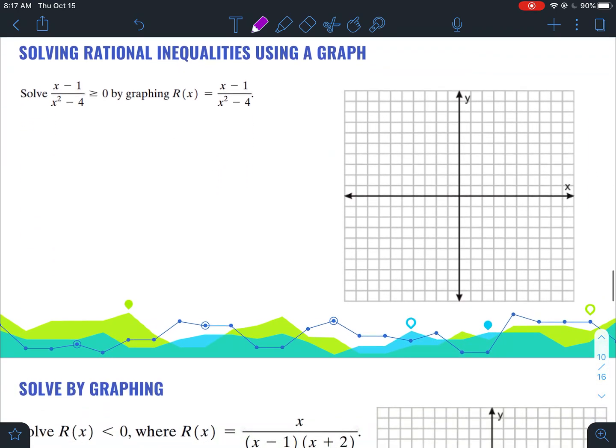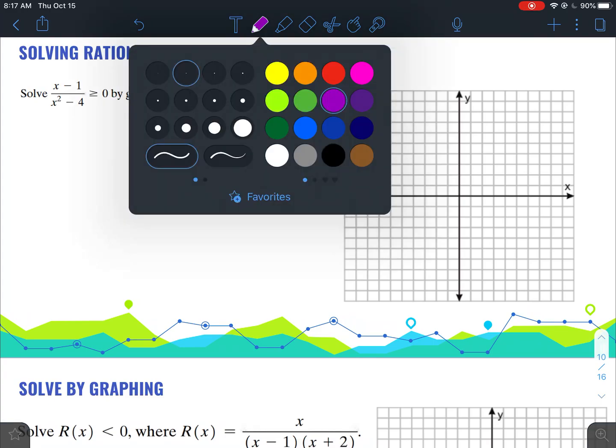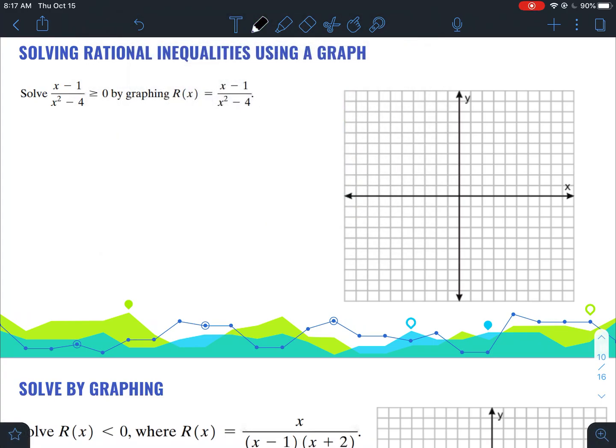Rational inequalities using a graph. So again, if it's rational, these are a little bit more annoying to graph. So the sign chart's probably going to be our better bet. But again, the first step, we want to make sure that one side's 0. And so if I graph this, x minus 1 over x plus 2 times x minus 2, we have vertical asymptotes at -2 and +2. I'm going to get vertical asymptotes.